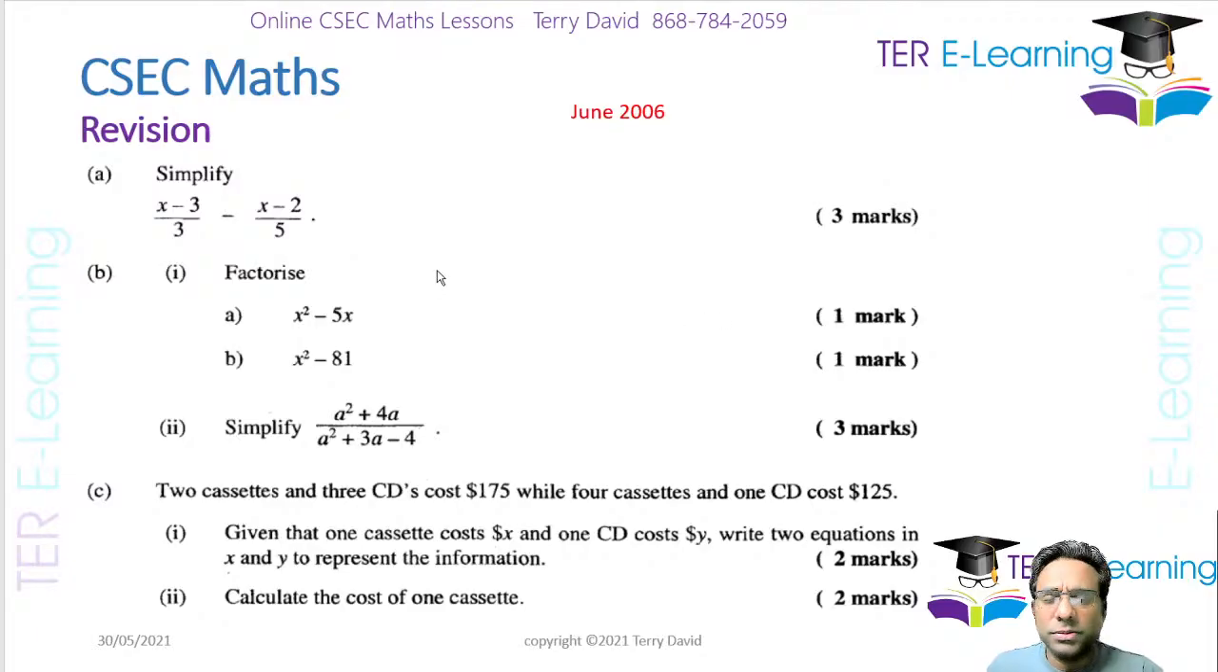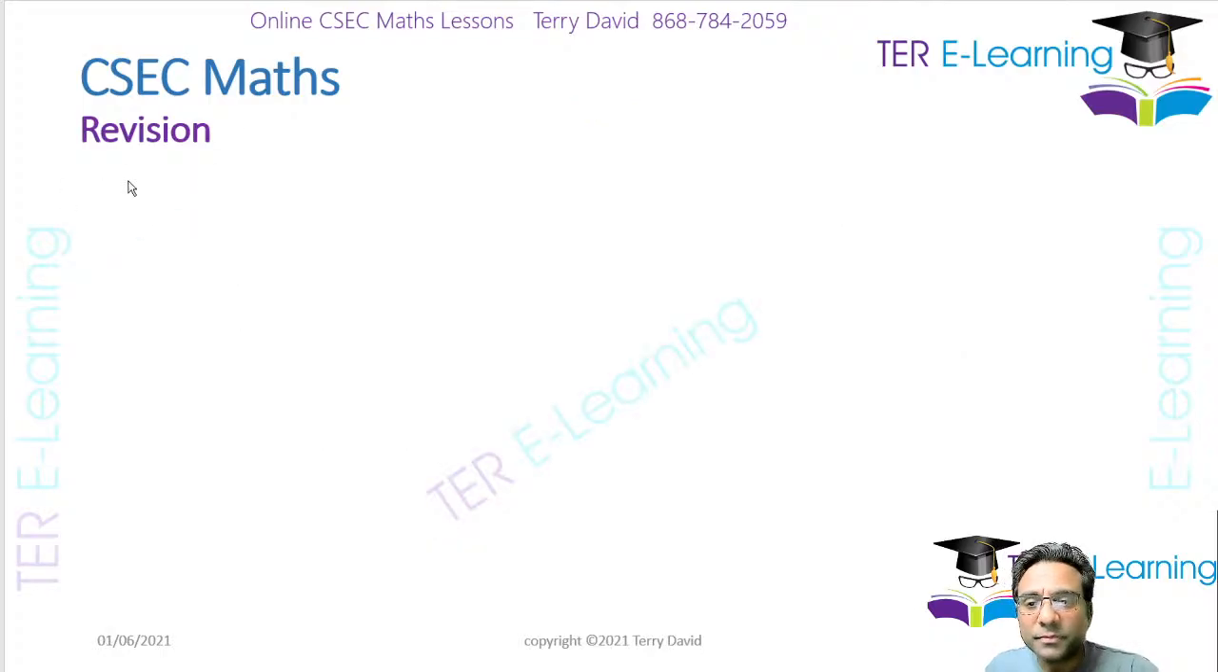Now, June 2006, we have a question here where we want to simplify. You realize CXC loves to bring questions like this. We have x minus 3 over 3, this is part A, so (x minus 3) divided by 3 minus (x minus 2) over 5. You want to subtract these two fractions.